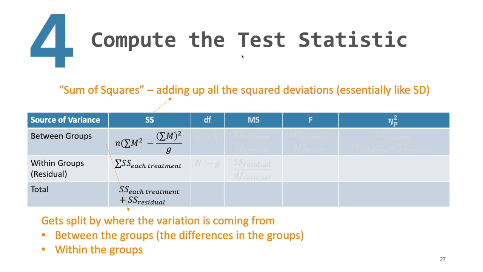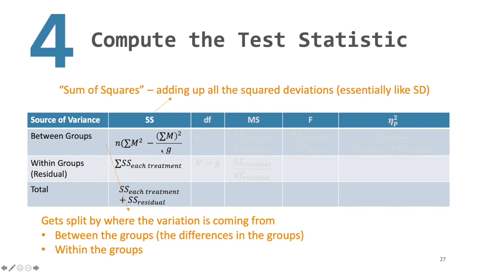So the first thing is the sums of squares. We're just adding up all the squared deviations, essentially like a standard deviation. So this is a sort of measure of a standard deviation. The reason why we call it ANOVA is we're trying to understand different pieces of variance. So we call it an analysis of variance. We're trying to understand different pieces of it.